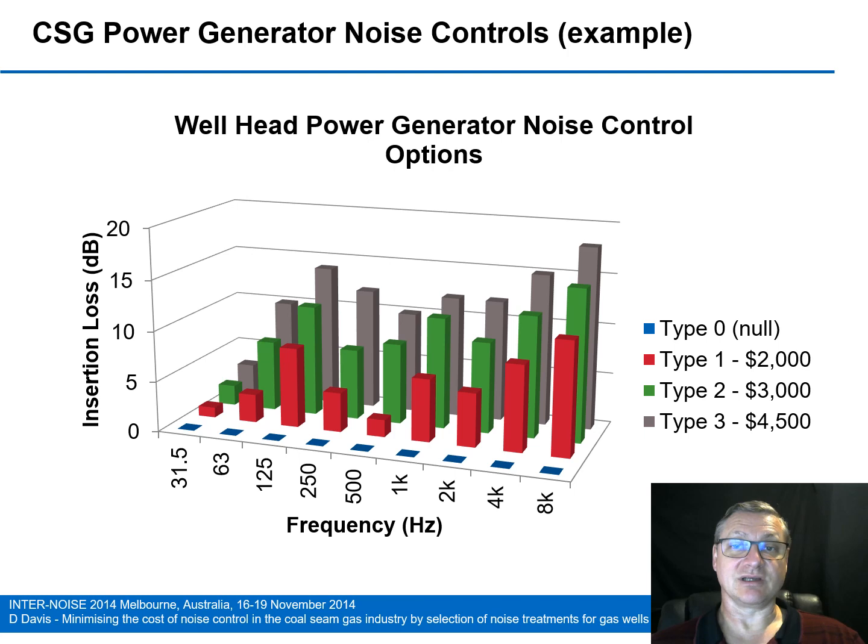This is an example of the kinds of noise control treatment options that were available for those wells. So this is presenting the noise insertion loss in terms of octave bands for each of the 3 different types of noise control treatments. So there is a 4th type, which is type 0, which is no noise control treatments. So the different noise control treatments cost different amounts, and they achieve different overall insertion loss in terms of decibels in each of the octave bands.